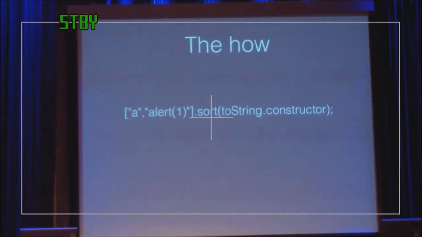toString is a native function, and its constructor is this Function constructor that I talked about. So we can simplify this code by doing this. That is the same thing.